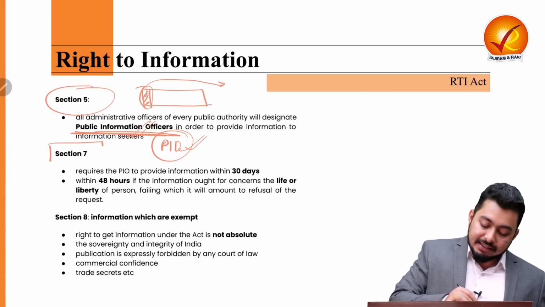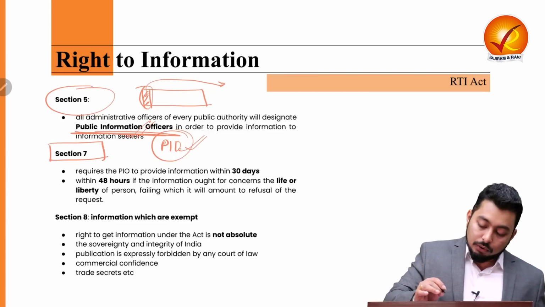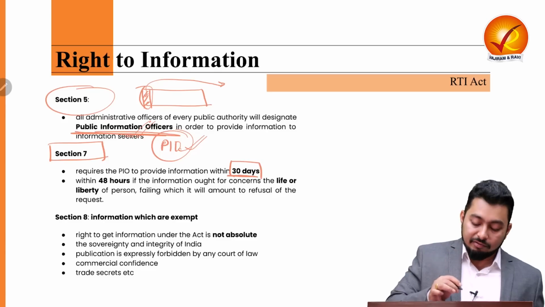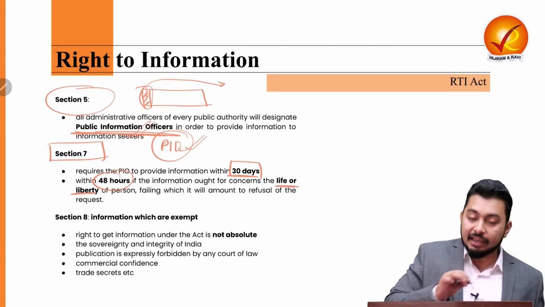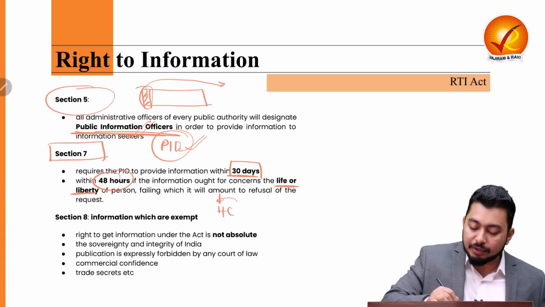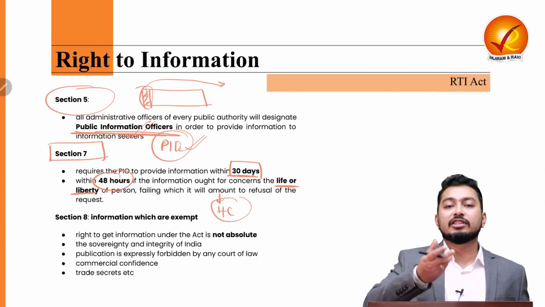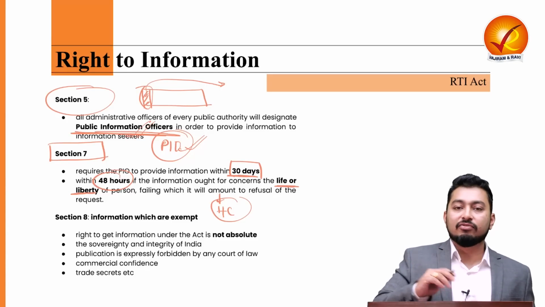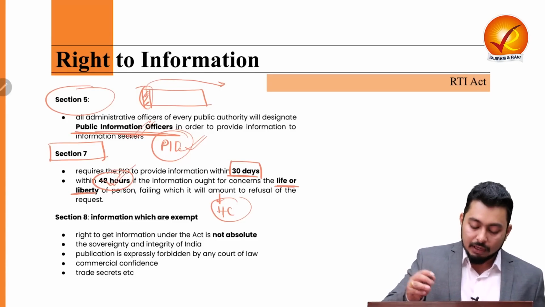Then Section 7 talks about the timeline of information dissemination. So it has to be given in 30 days, but when it relates to life or liberty, it has to be given in 48 hours. Let's say there is a habeas corpus petition. Habeas corpus, let's say, produce the body. Where is this person? So in such cases where life and liberty is at stake, 48 hours.